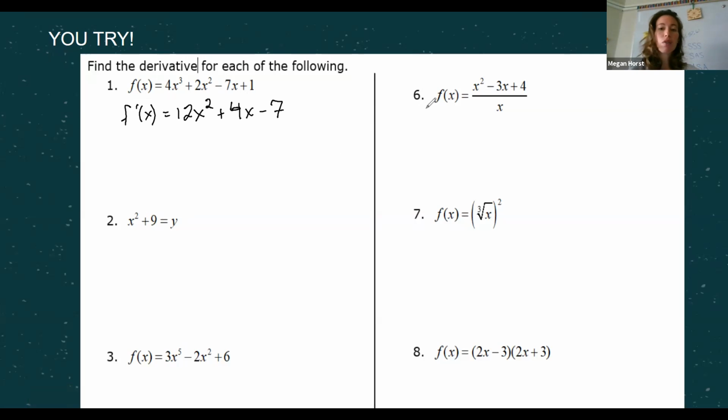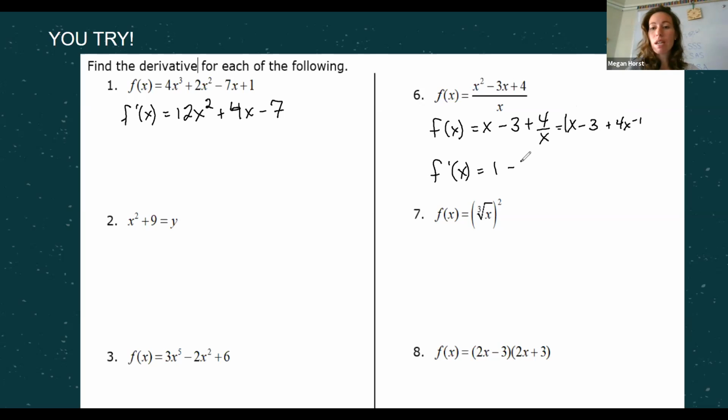I'll go over to number 6. Over here, we're dividing, so we need to rewrite this in a different way first. So I'm going to rewrite this f of x as x subtract 3 plus 4 over x, which is the same as x subtract 3 plus 4x to the negative first power. When I take the derivative of this function, the derivative of x, my exponent is 1, so I just get 1. The derivative of a constant is 0, so that's gone. And then here I'm going to have a negative 4x to the negative second. So this is going to be equal to 1 subtract 4 over x squared.